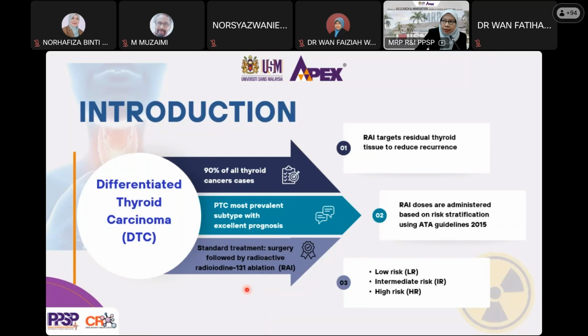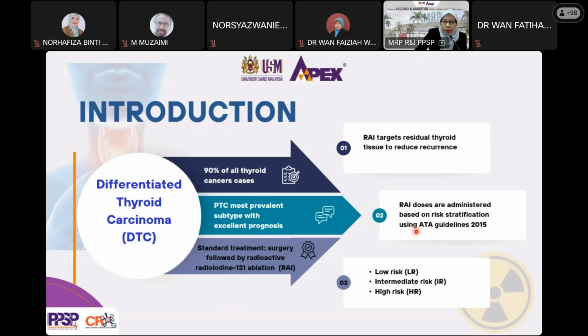These treatments are recommended by the ATA guideline, which is the American Thyroid Association, and the National Comprehensive Cancer Network guidelines. So why do we need to give RI to these patients? Post-surgery, patients undergo total thyroidectomy or near total thyroidectomy, so the surgeon is unable to remove all the thyroid tissue. This RI functions as the radioactive agent which will eliminate all the residual thyroid tissue, and this further reduces the risk of recurrence in future.